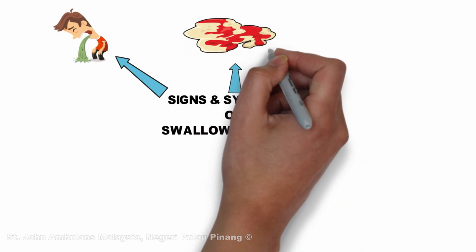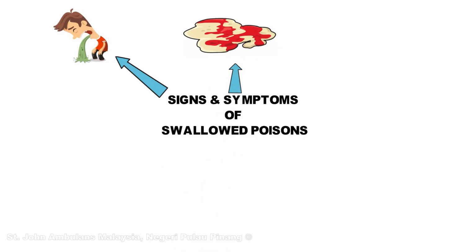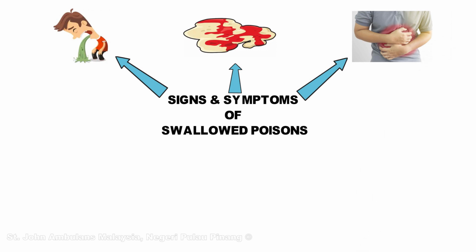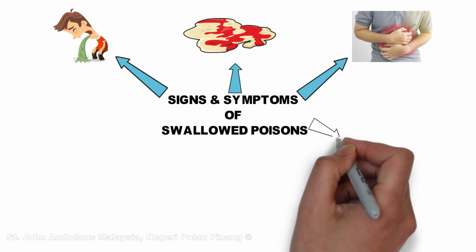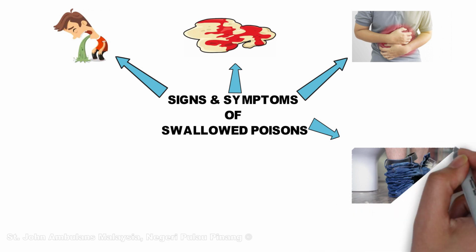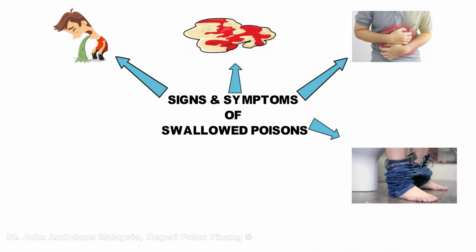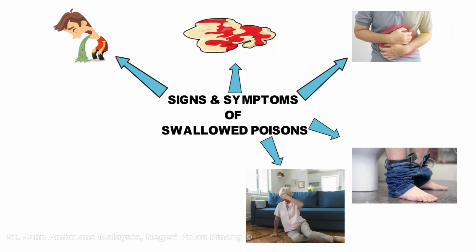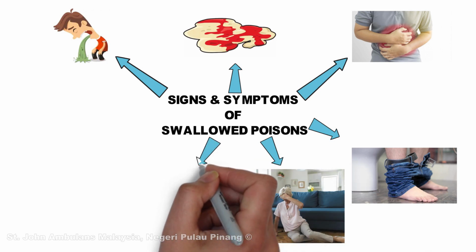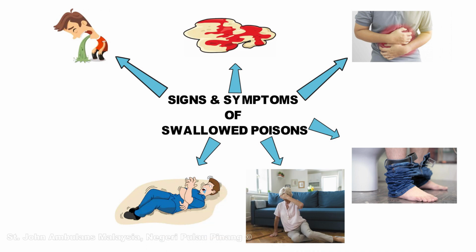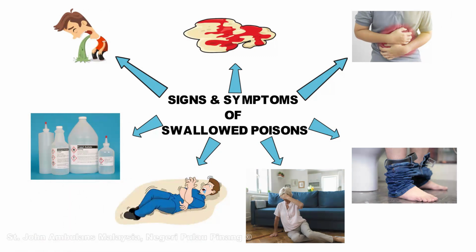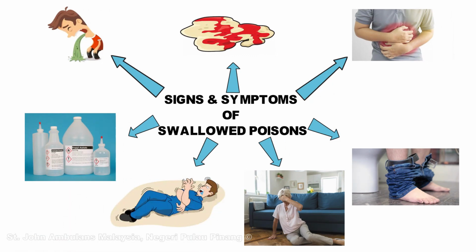cramping abdominal pain, pain or a burning sensation in the abdomen. The casualty may also experience diarrhea. The casualty may sometimes have a change in level of responsiveness or have a seizure. If the person swallows poison, you may see an empty chemical container nearby.